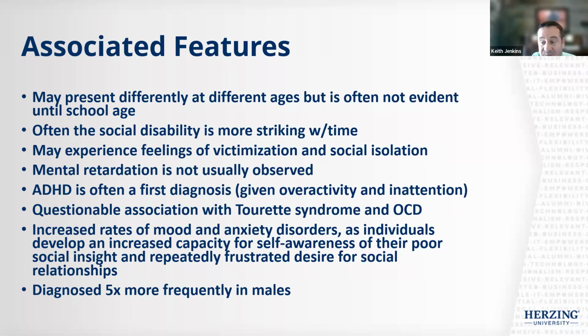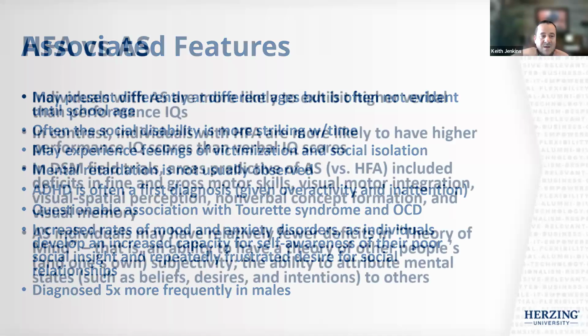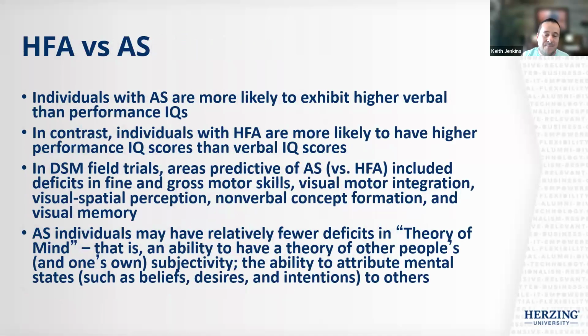There has been question with the connection of obsessive compulsive disorder and Tourette's. Obsessive compulsive disorder is commonly seen with pervasive developmental disorders. Increased comorbid disorders such as depression and anxiety, as we previously discussed with autism, are also seen in Asperger's. And this one's about 5 times more prevalent in males versus females, so pretty close to the same as classic autism.